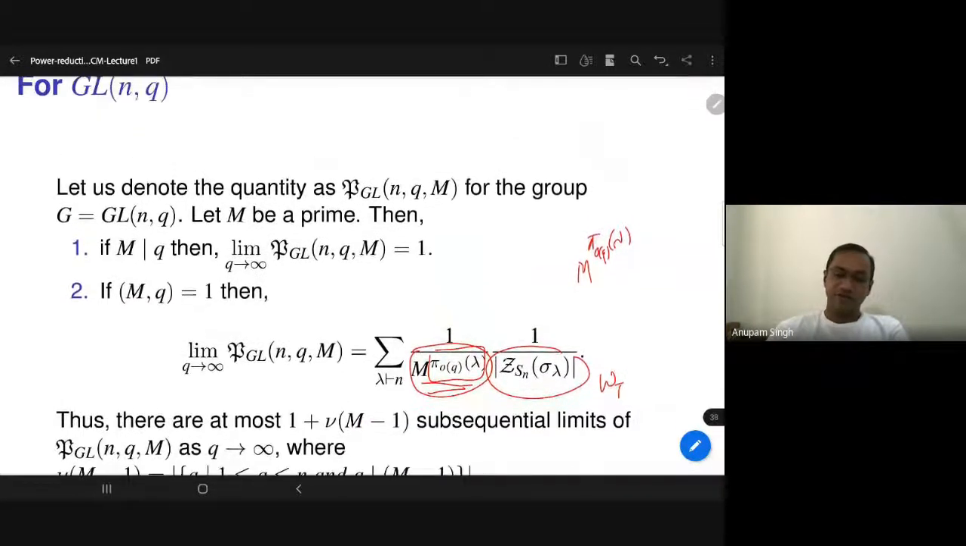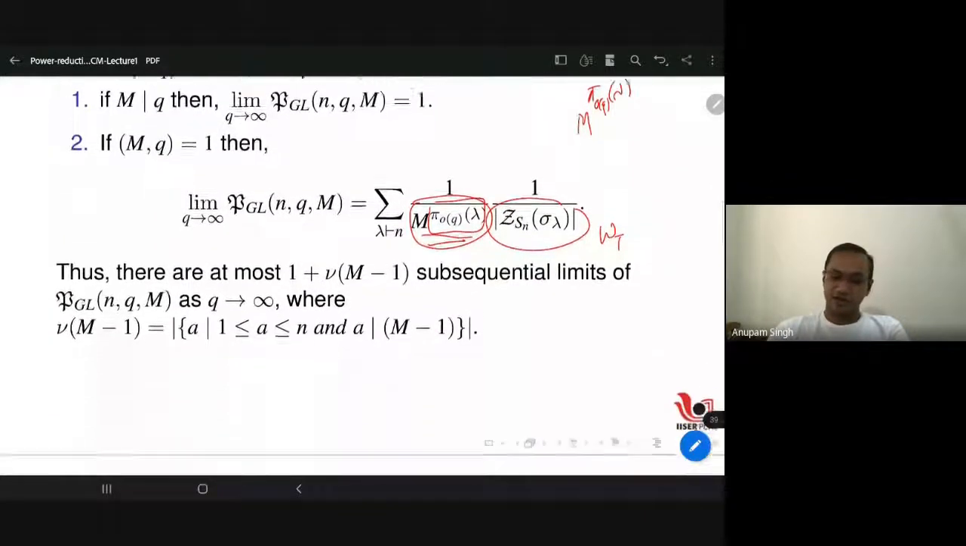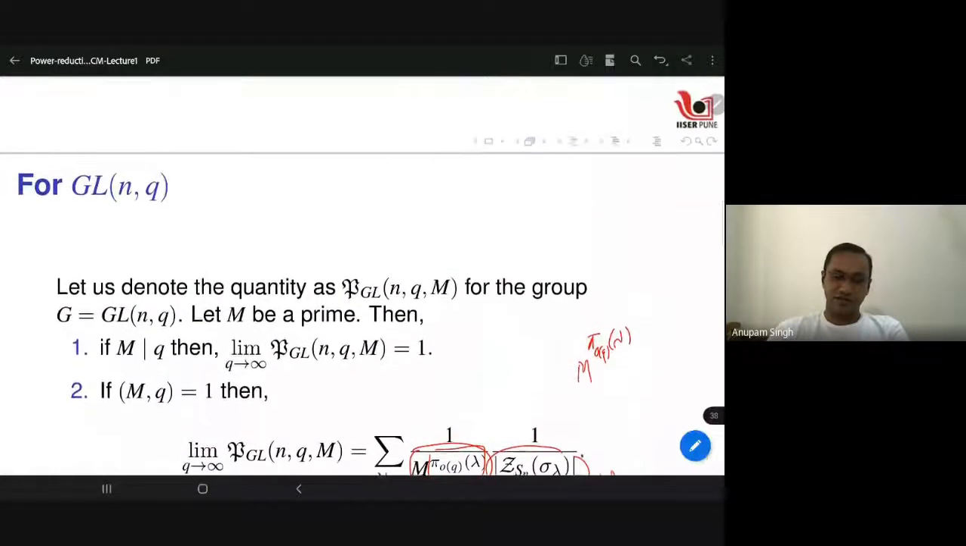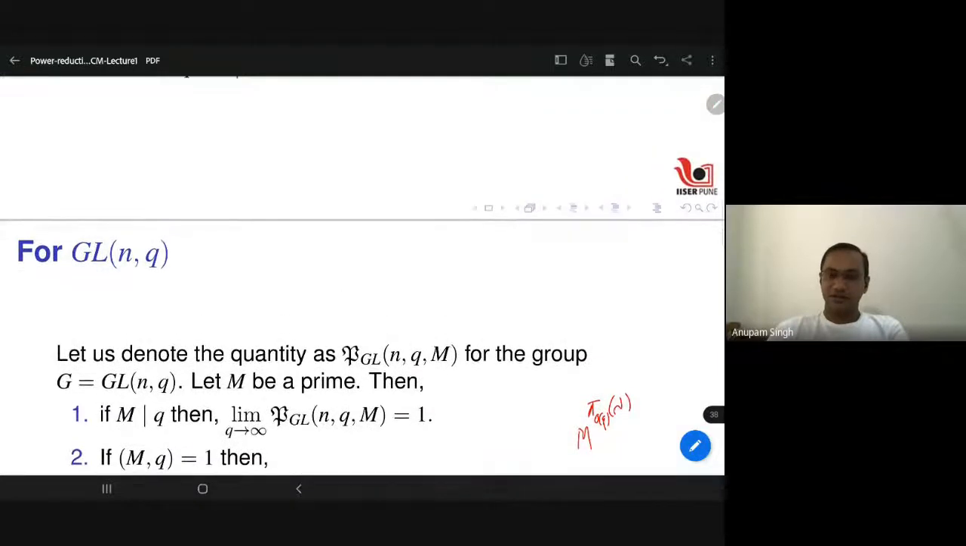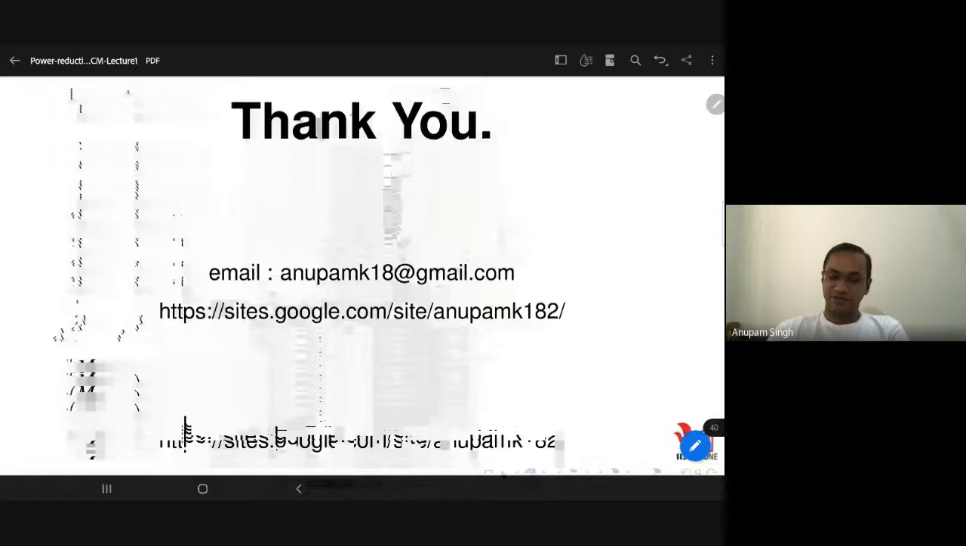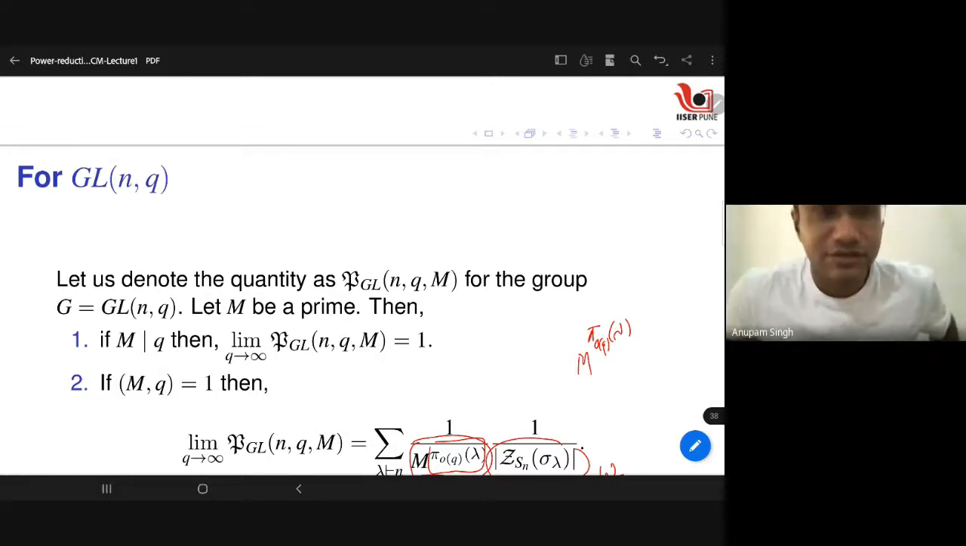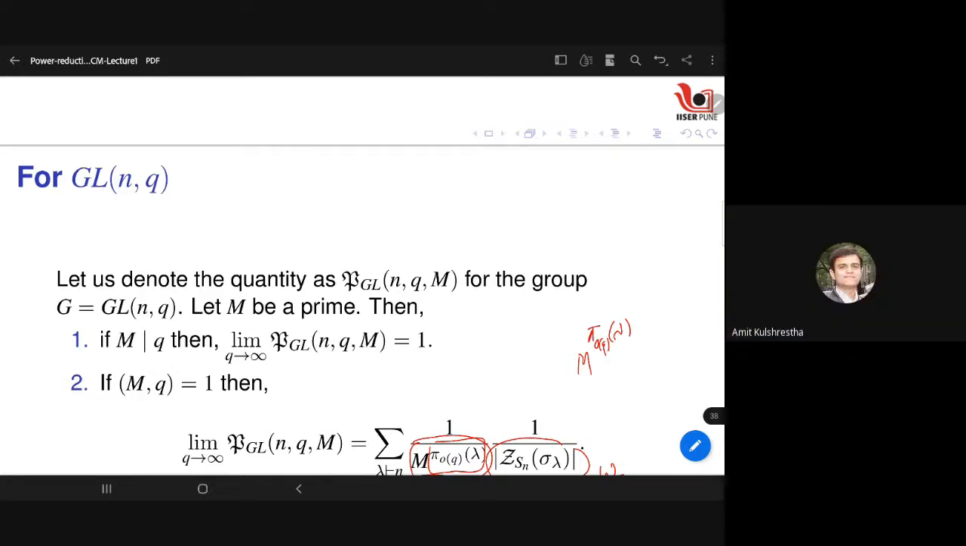We also have a similar formula for the unitary group, but I have not written it here, but you can have a look at that. Yeah, I still have 5 minutes, but I think I will stop here, and if you have any question, we can discuss. Anybody has any question or comment?